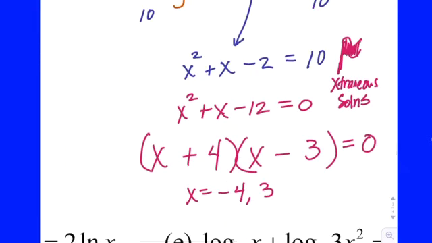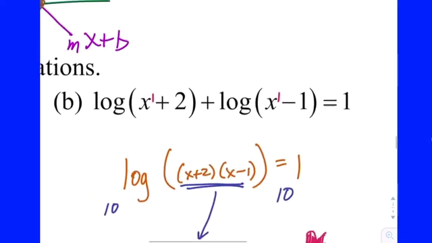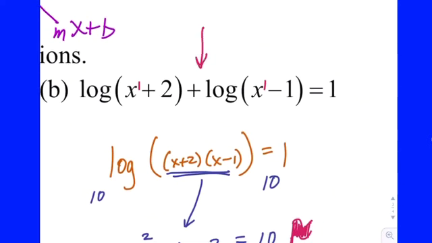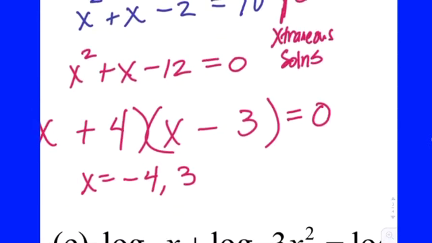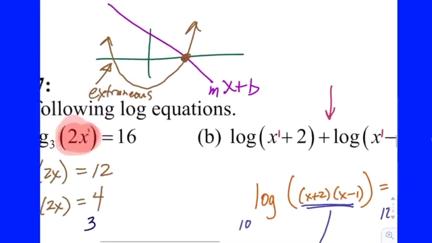Do we plug it back into this line here? No, that's already a quadratic. You got to plug it back into the OG right there. Okay? So let's try it. Let's plug in our negative 4. He's the first one listed.